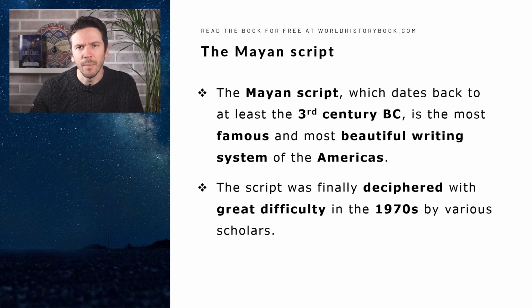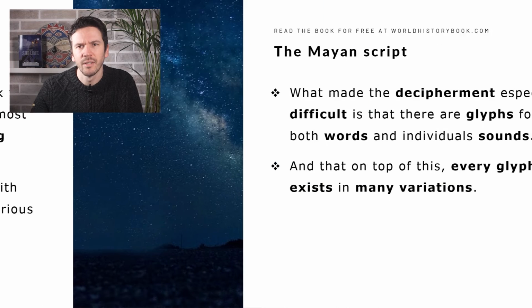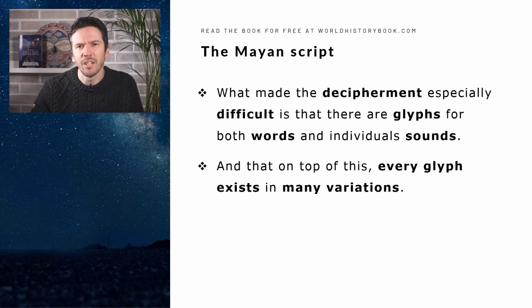The Mayan script, which dates back to at least the 3rd century BC, is the most famous and also the most beautiful writing system of the Americas. The script was finally deciphered with great difficulties in the 1970s by various scholars. What made this decipherment especially difficult is that there are glyphs or letters for both words and sounds. And on top of this, every glyph also exists in many variations.